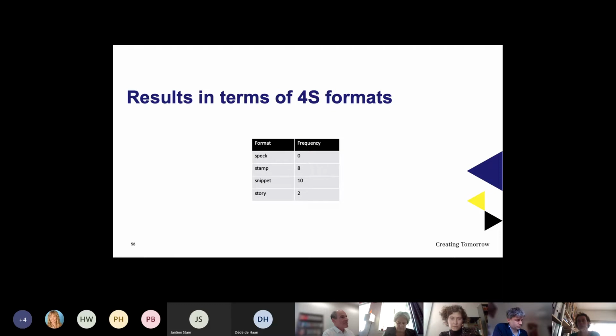When you look at it in terms of the formats, 2 students were able to design a lesson that we regarded as a story, and the majority of the group either used it as a stamp or as a snippet. You could say this is a starting point. We did not give the students any instructions on the 4S model when they did this assignment, but after it we did, and then we are going to see if the number of stories and snippets is increasing and if the number of stamps is decreasing.